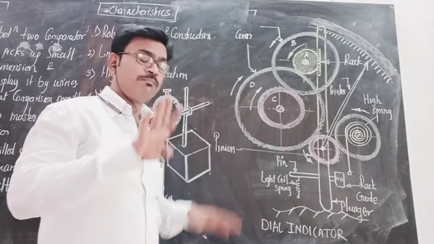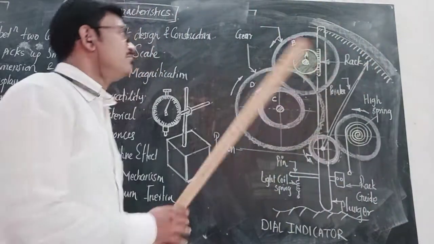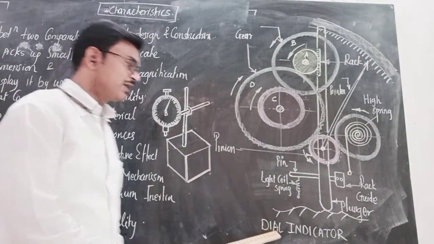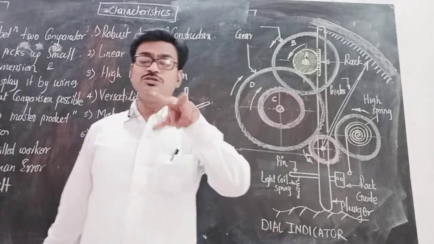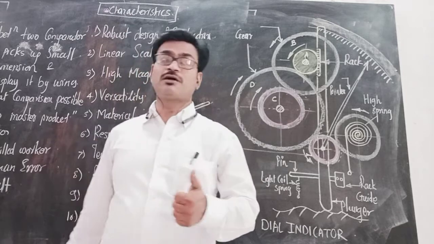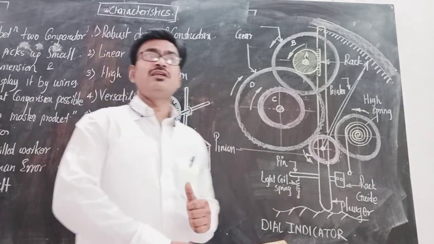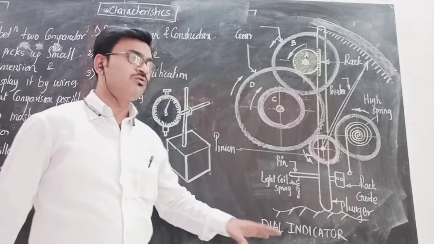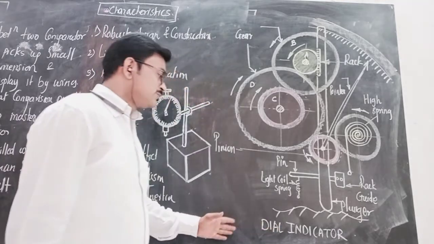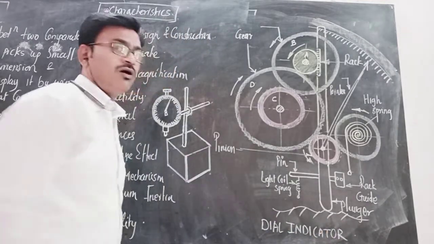Among these four comparators, we first observe the mechanical comparator. The mechanical comparator has two instruments. The first one is the dial indicator and the second one is the sigma comparator. Now first we see the dial indicator. From an MSBTE exam point of view, it is an 8-mark question: explain with a neat sketch the dial indicator as a mechanical comparator. Now, how does it look?